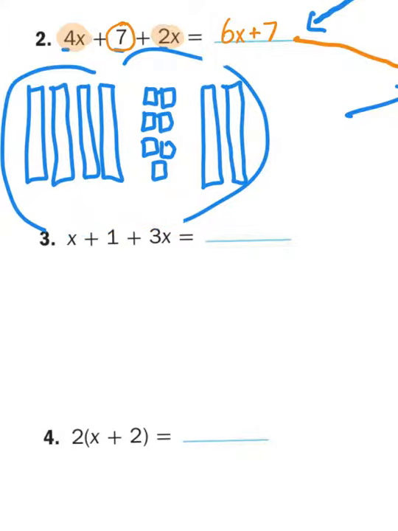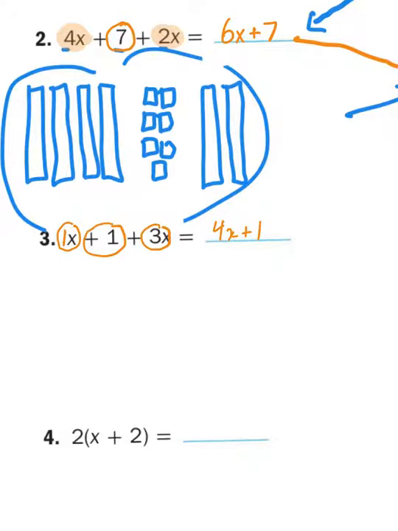So in 3, here's what I have. Remember, when I have x, I like to put a little 1 in front of it so I know it's 1x. So I can combine my 1x with my 3x to get 4x. But then I have to keep the plus 1 separate because it's not a like term. Okay, so my expression should be 4x plus 1.